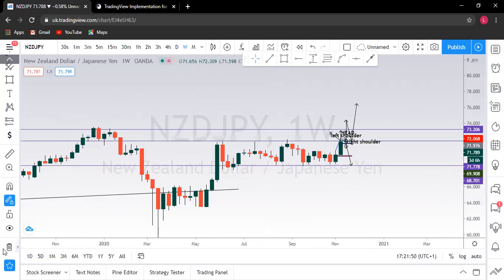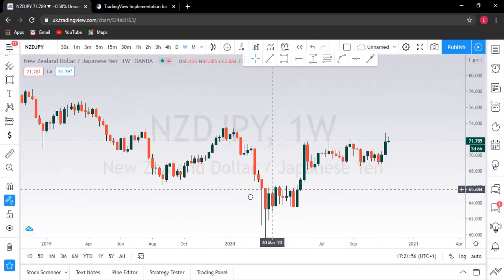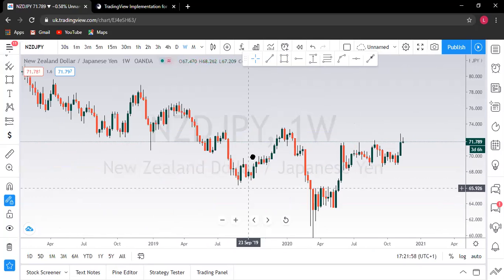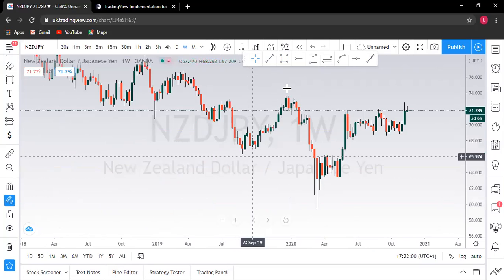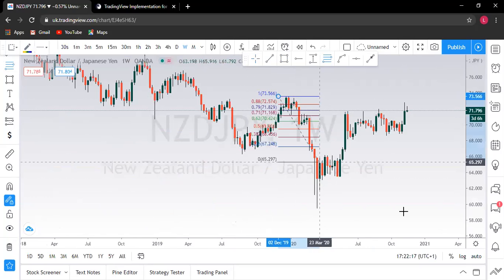So let me remove all these things and show you another confluence which you can make use of. Another confluence which you can make use of is the Fibonacci. This is your lower high and this is your lower low. So retracement of this lower high. Take your Fibonacci, you draw it from your lower high. Take it to your lower low.